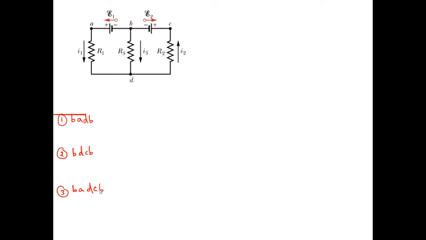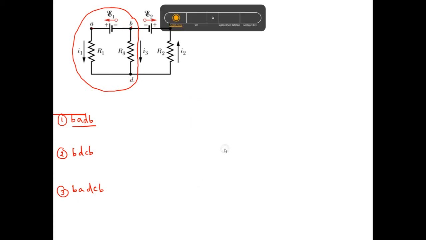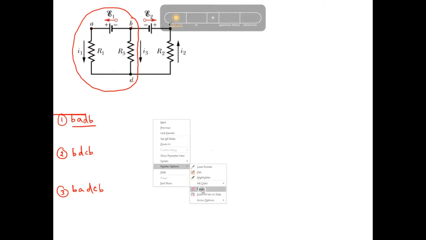Okay, now can you repeat how you name them? I have 3 loops. Just before, I told you this is my first loop. So point B, A, D, B is my first loop. Am I right? Clear? Okay.